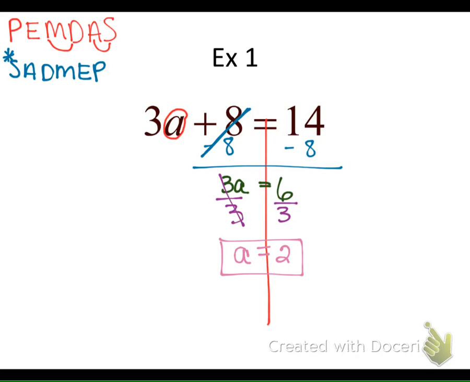So, two-step equations. Here's step 1, here's step 2. We did 2 operations. What are the operations that we did? We added and divided. Okay, let's go ahead and take a look at example number 2.